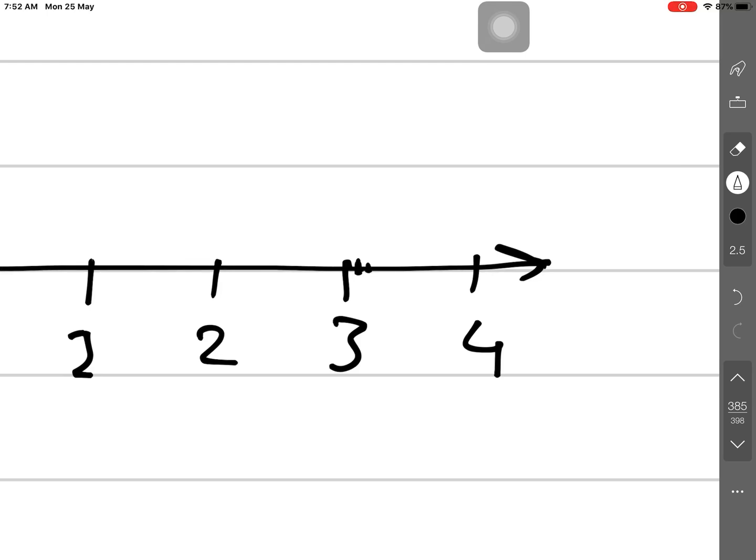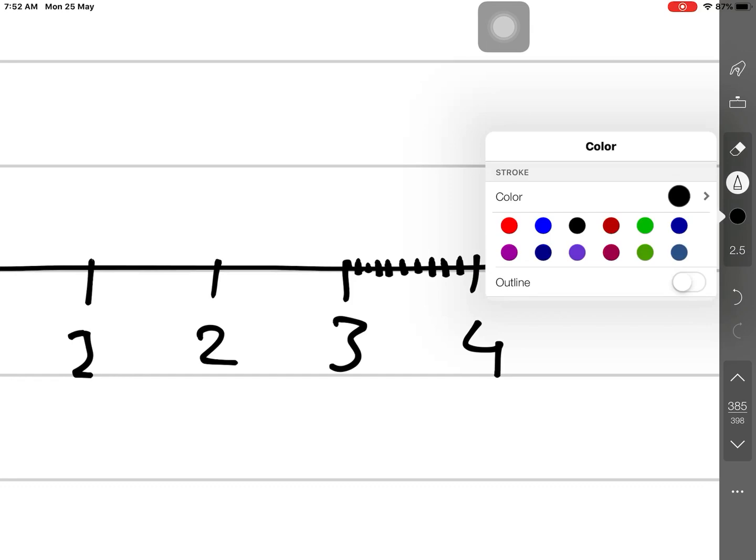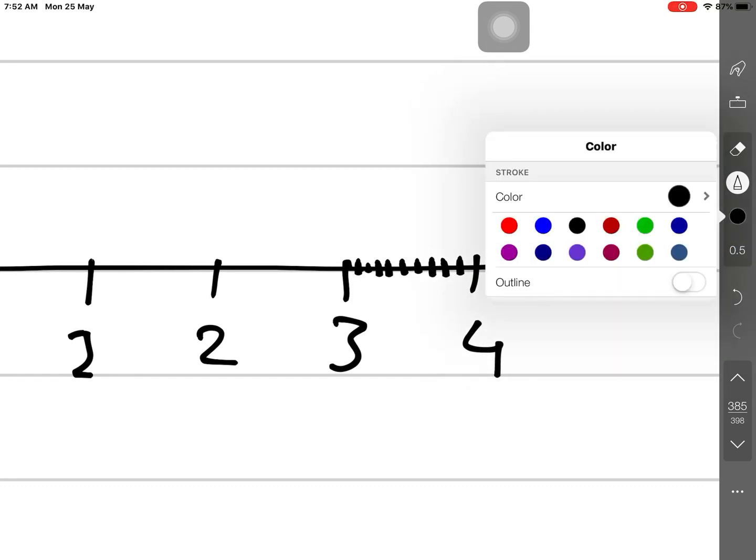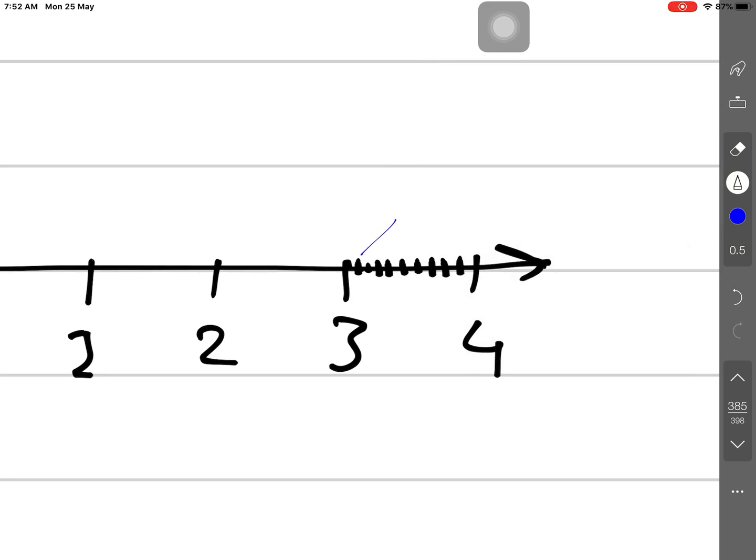1, 2, 3, 4, 5, 6, 7, 8, 9. Is that clear or not? I have drawn 9 lines, so there are 10 divisions. Have a look at this. You may say this is 3.1, it's 3.2, it's 3.3, it's 3.4, 3.5. Is that clear or not?